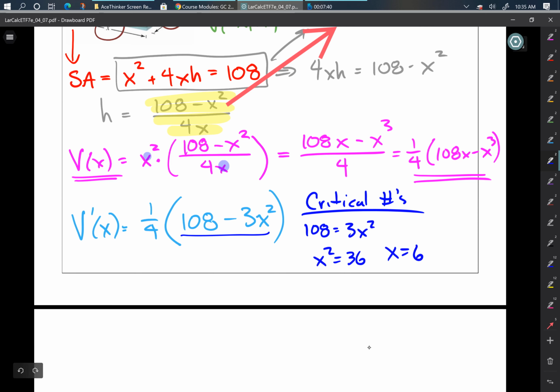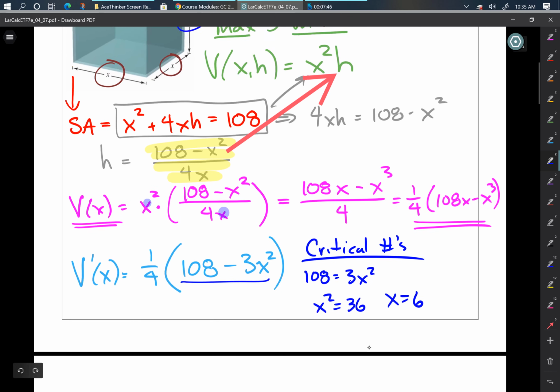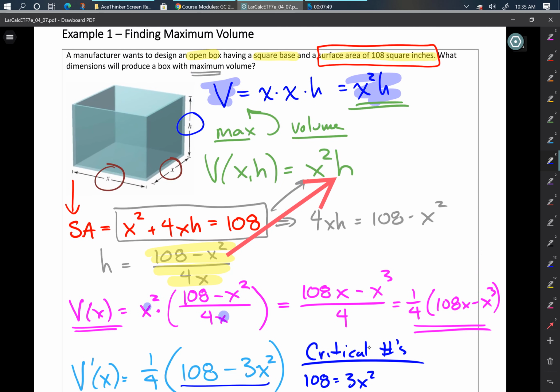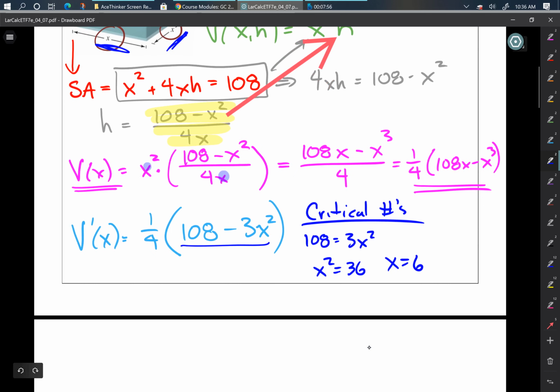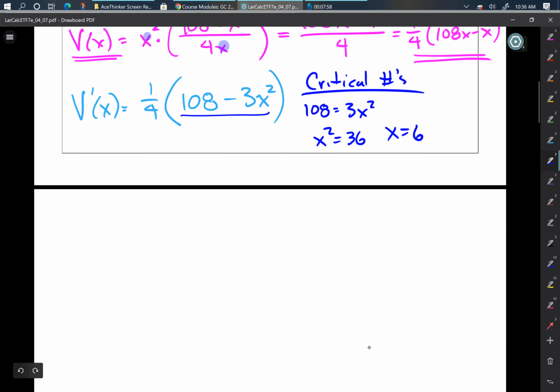Now you'll notice that I ignored the negative solution, negative 6. And why did I ignore the negative 6? Well, this is somewhat of a real-world example. x is a length measurement of the base of the box, so negative 6 is not a number that makes sense to me. So now that I've got that critical number, I'm going to test. I'm going to test slightly differently, though, because I'm putting a hard stop at 0, and the reason is negative numbers don't make sense. That's going to give me only 2 intervals to test.